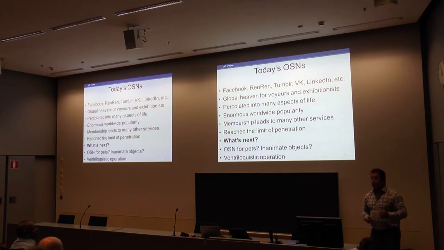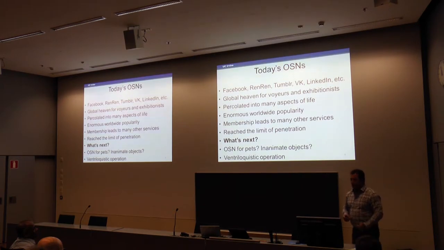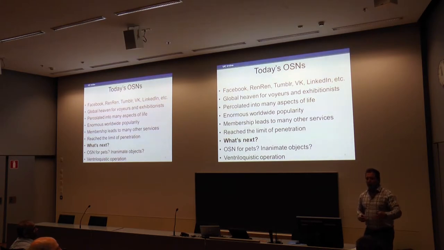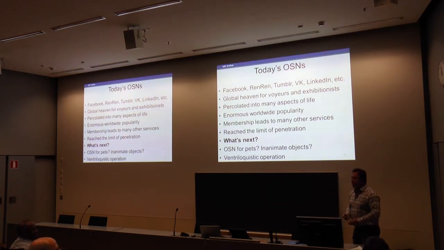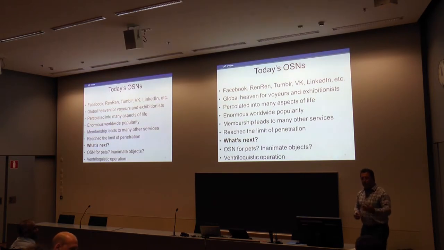Why not? Why not a piece of furniture? Why should only human beings have social network accounts? Doors have personalities. They creak, they open, some are old, some are new, some are metal, some are wood, et cetera. They can have relationships with humans who open them. Why not? We can dream, right?